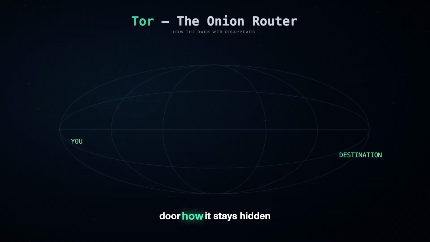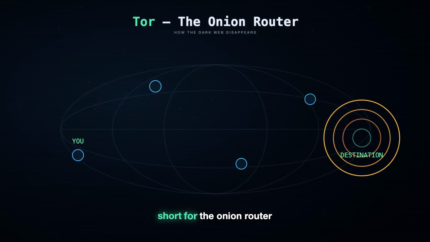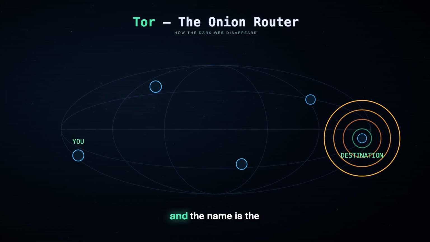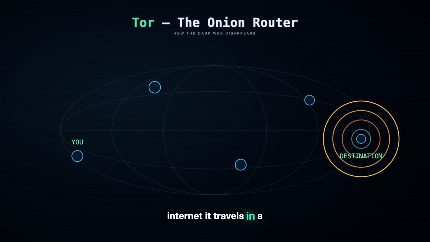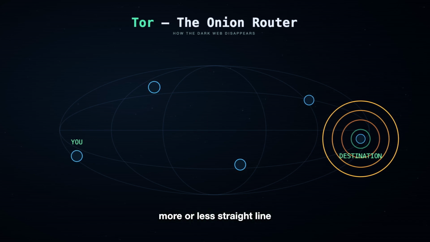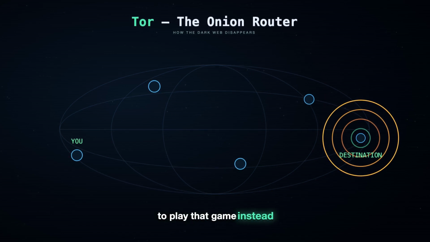The door. How it stays hidden. So how do you hide an entire network in plain sight? The answer is a piece of technology called Tor, short for the onion router, and the name is the whole idea. When you send a message on the normal internet, it travels in a more or less straight line, and anyone watching can see where it came from and where it's going. Tor refuses to play that game.